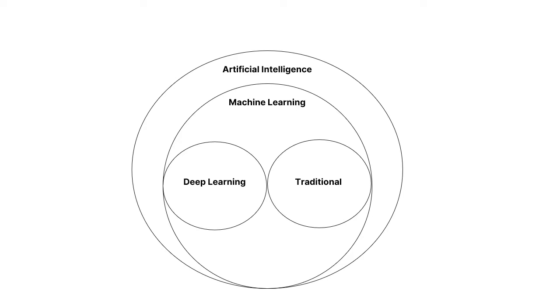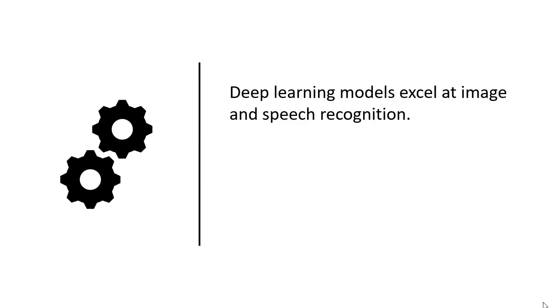Recall that machine learning is divided into two broad categories: deep learning models and traditional models. Part of applied machine learning is knowing what approach to use in order to solve a problem you're given. If deep learning models excelled at everything, then that's all we'd use everywhere. However, right now that's not the case. Deep learning models excel at image recognition and speech recognition.